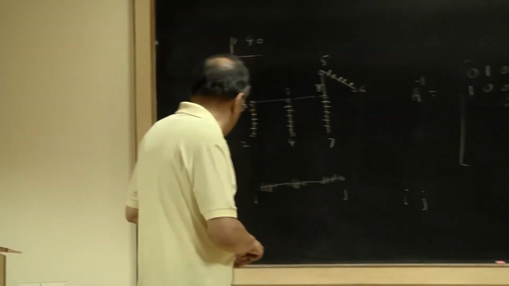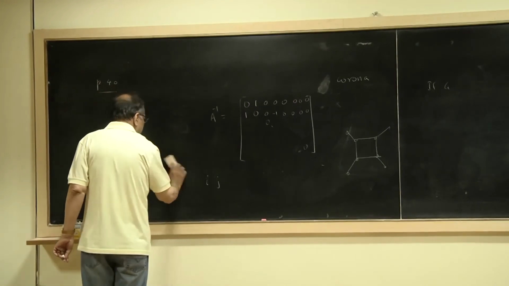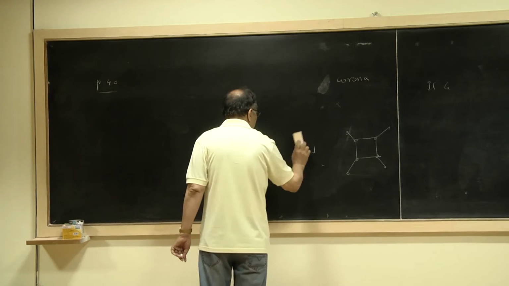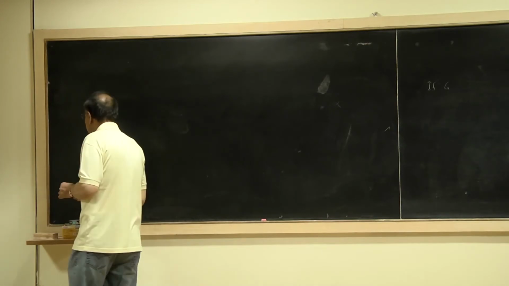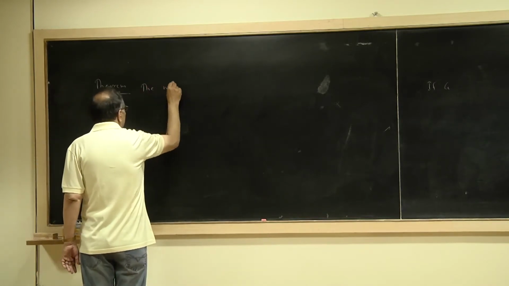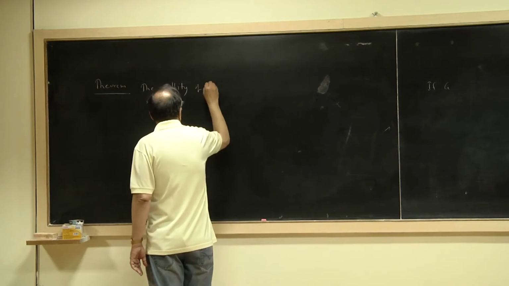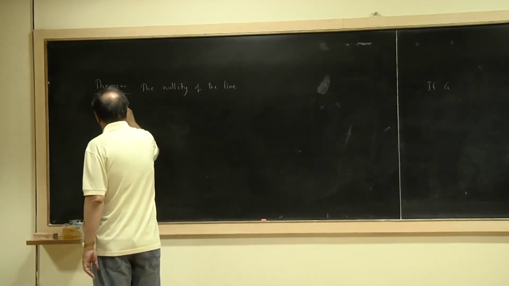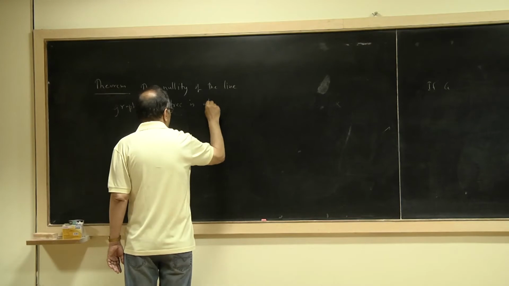Okay, so far I have not said much about the line graph of a tree. The statement that we are going to prove eventually is the main result. As I said, the rank of a graph means the rank of the adjacency matrix. Similarly, the nullity of a graph means the nullity of the adjacency matrix. So the main theorem that I eventually want to prove is that the nullity, that means the dimension of the null space, of the line graph of a tree is at most 1. That means it is either 0 or 1.